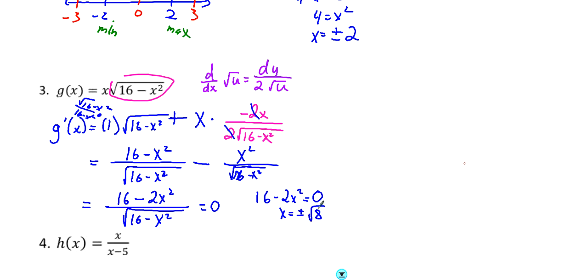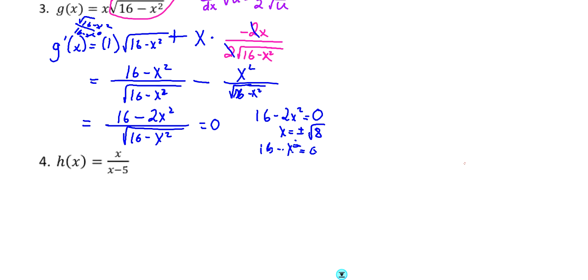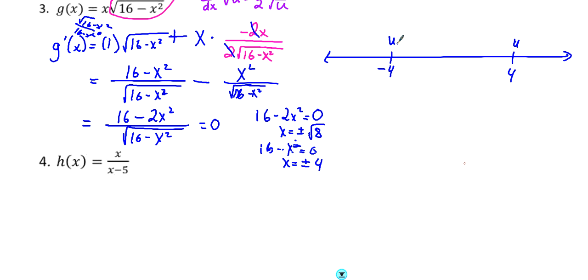But we also have to deal with the bottom being undefined because our critical points come from there as well. So we also have to set 16 minus x squared, the denominator, equal to 0. So when we set the denominator, we also get x equals plus or minus 4. So this one has a lot of critical points to check. So we have negative 4, positive 4. Those are our undefined points. So that's why I'm putting a u there.